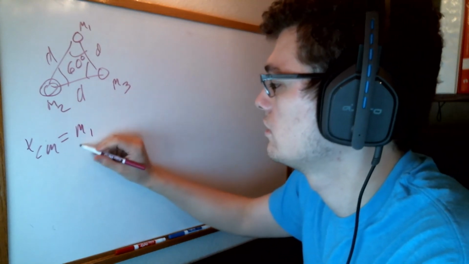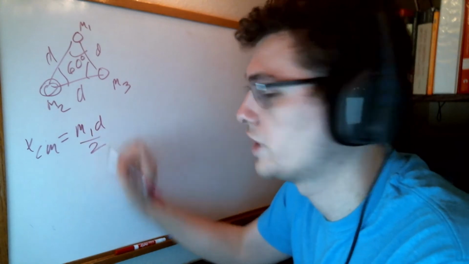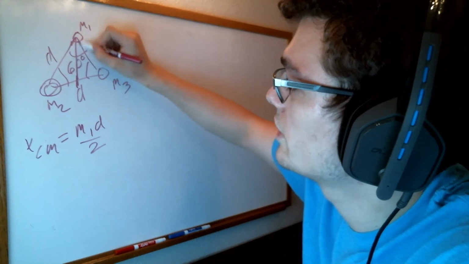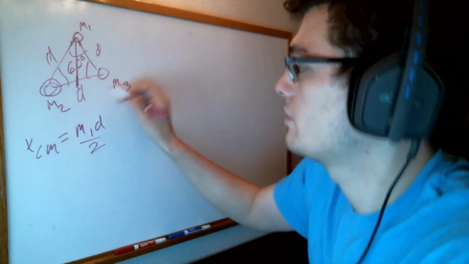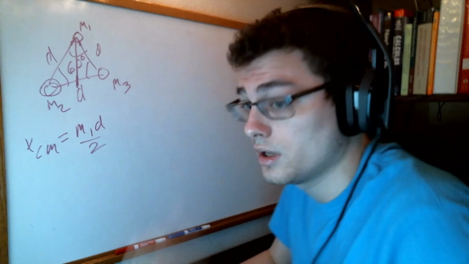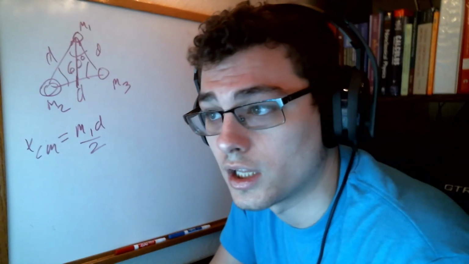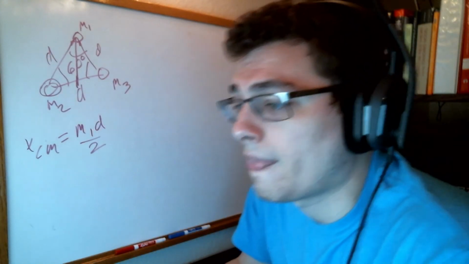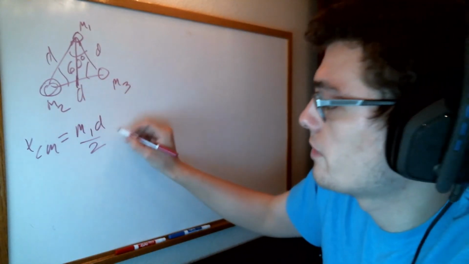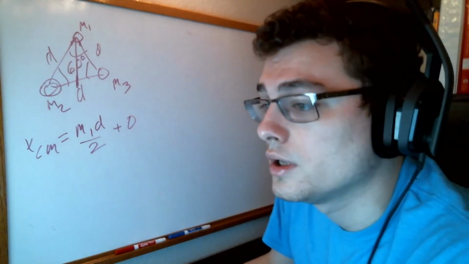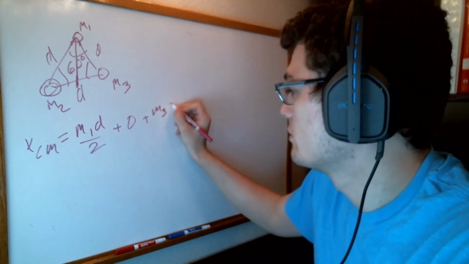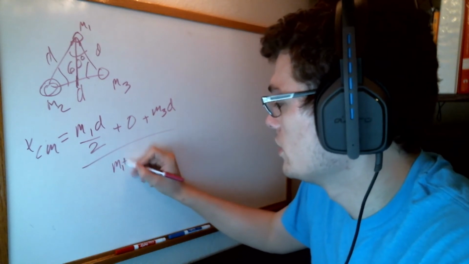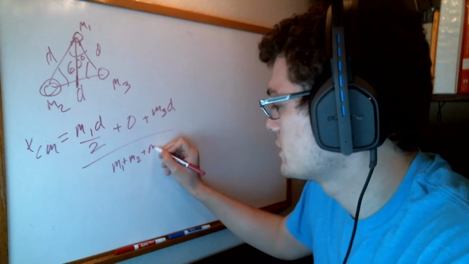M1 times d over 2, because the x component here is going to be 1/2, or halfway between M2 and M3, because this is going to be an equilateral triangle. So this is going to be halfway in between the two. And then we have the contribution from M2, which is going to be 0. And then the contribution from M3, which is going to be just d. And this is going to be all over M1 plus M2 plus M3.